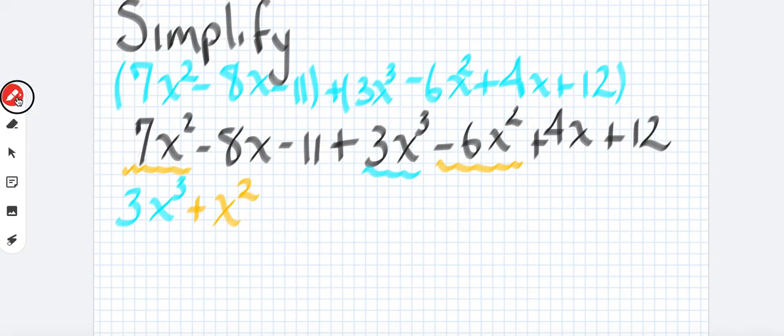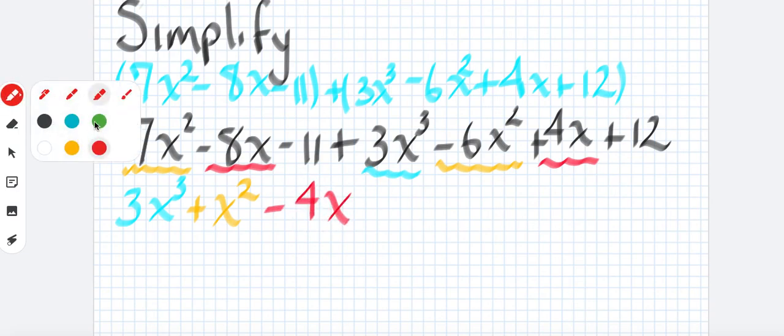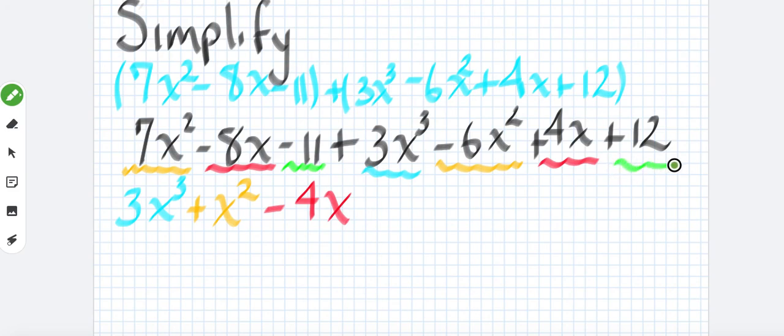Now I'm going to find the ones that have just x, negative 8x and positive 4x. So negative 8x plus 4x, this is going to be equal to negative 4x. And the last ones, the ones that don't have any variable, so negative 11 plus 12, this is going to be 1. And this is it.